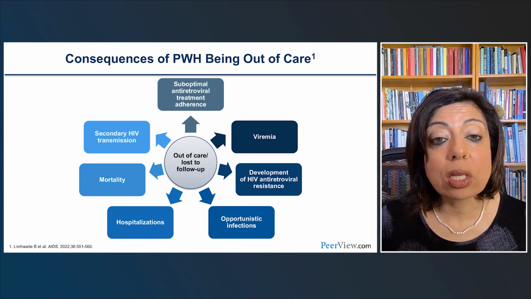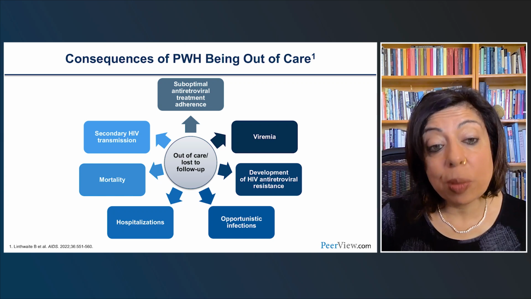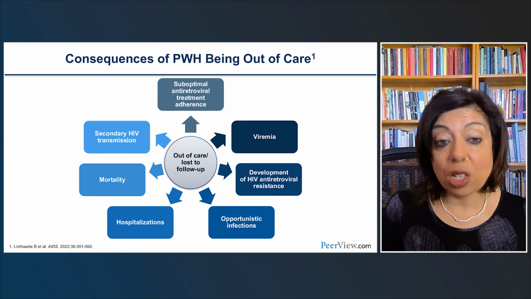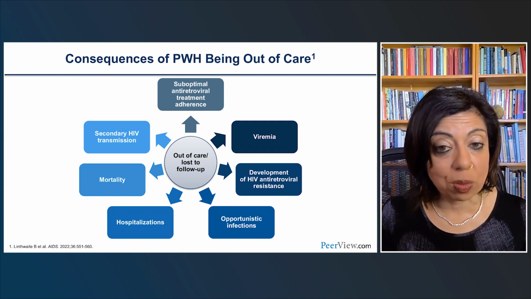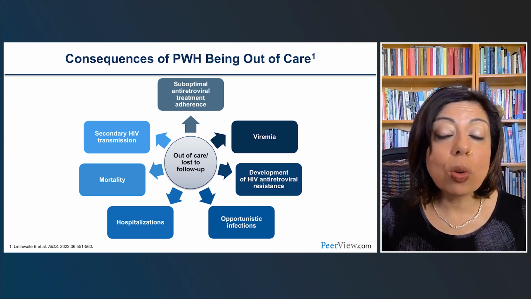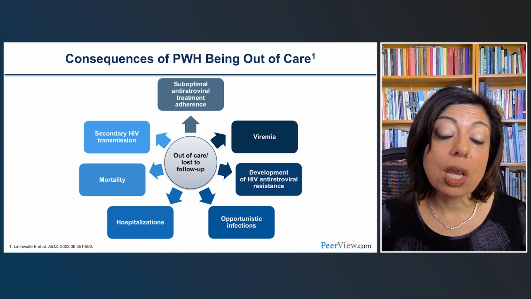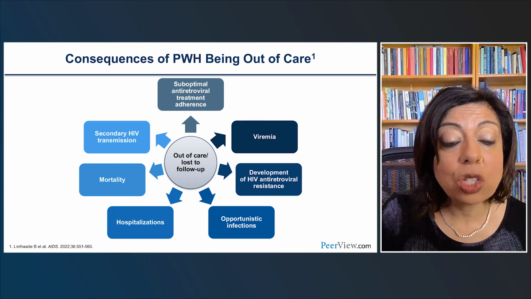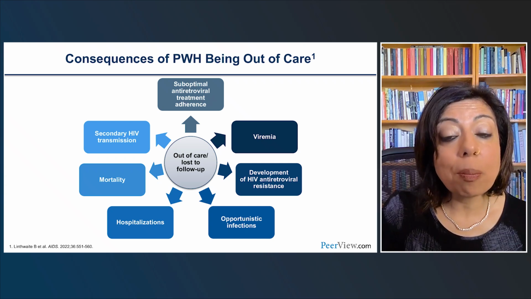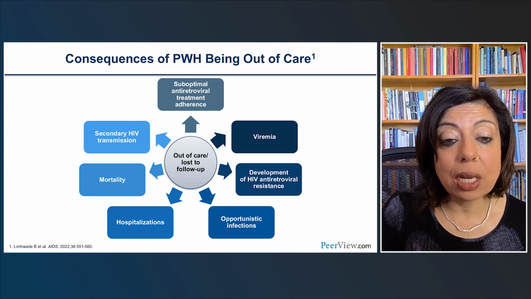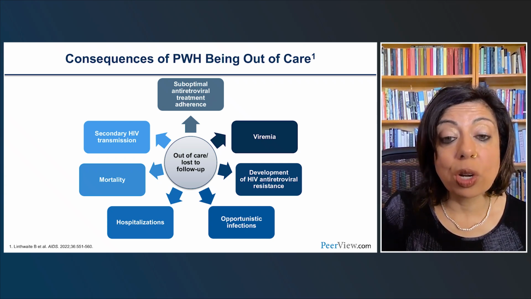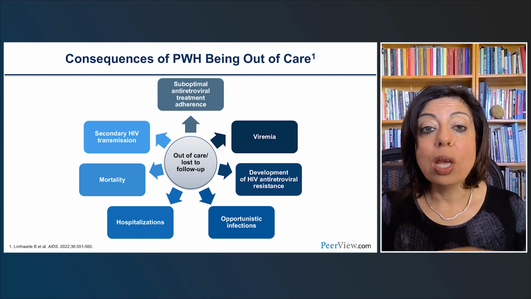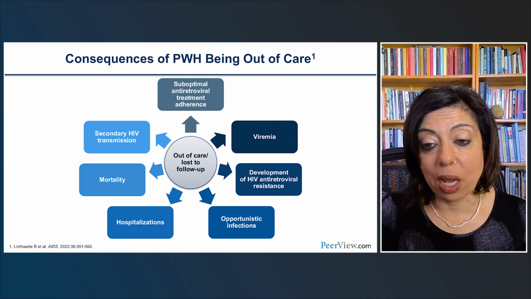Well, it can not only lead to suboptimal antiretroviral treatment adherence, that can go on to ongoing virologic non-suppression, which can lead to, of course, forward transmission. Viremia, also, in the face of off-and-on adherence, can lead to the development of HIV antiretroviral resistance. And certainly, for the individual not being controlled with HIV, there can be situations where there are opportunistic infections or host immune disorders. So there are many consequences of being completely out of care.